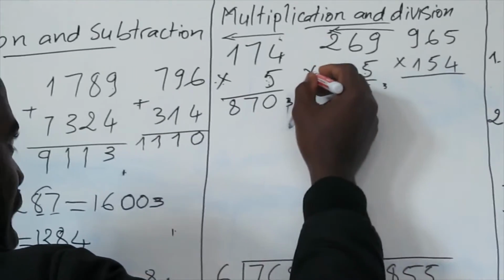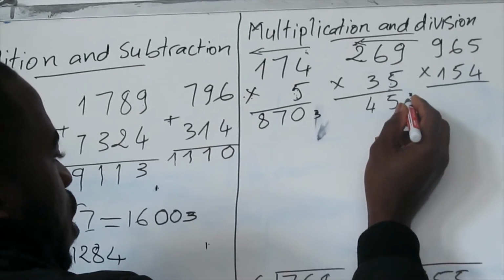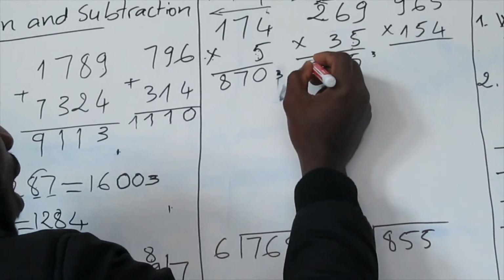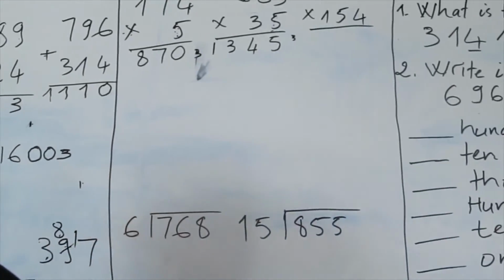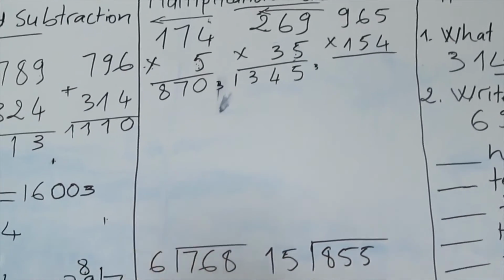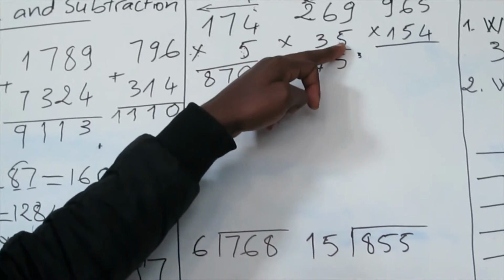Now 5 times 2 equal to what? Equal to 10. Plus the carry 3 equal to 13. So I write first the 3. Now my 1 here. So now you finish with the first one, as it's 35. You finish with the first one, with the 5.